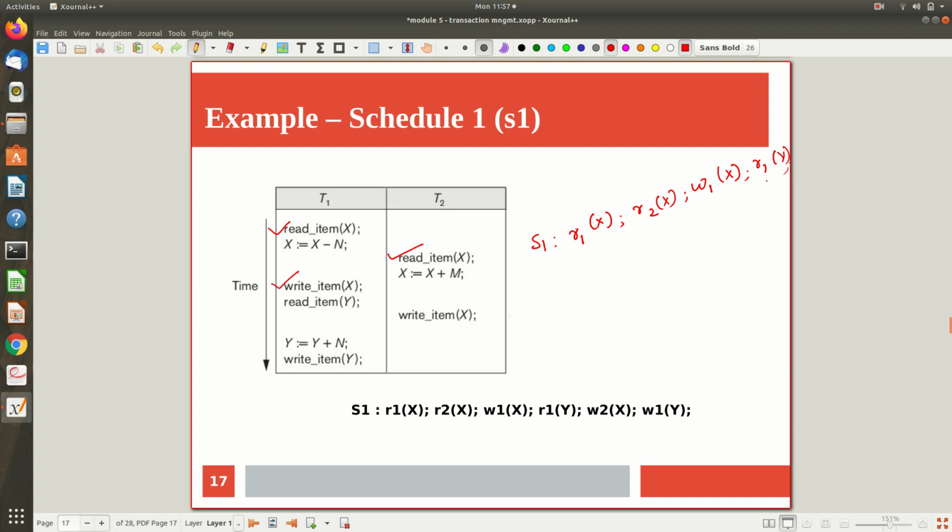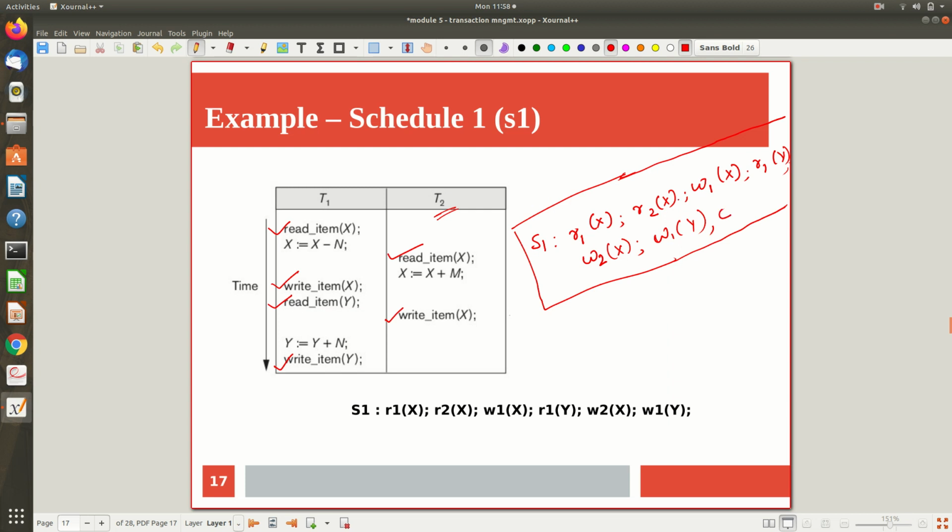Then I have the write operation w2 in transaction number 2 on item x, followed by a write operation in transaction number 1 on item y. So this is a shorthand notation for the given transactions. We are just focusing on the read and write operations, and of course if there is a commit or abort, that also you can denote, with a c for example.